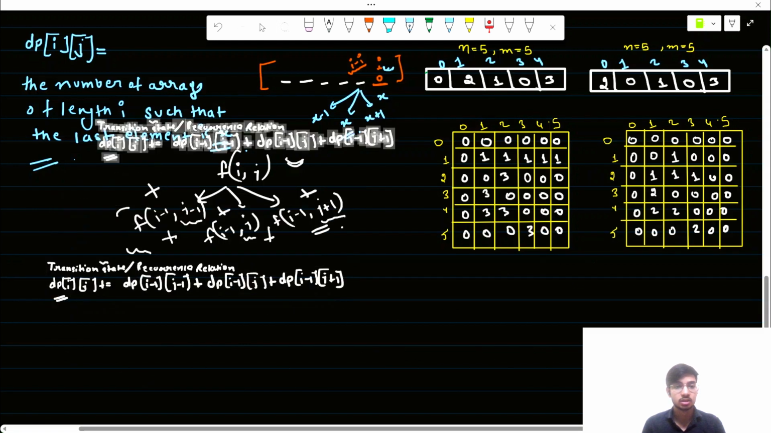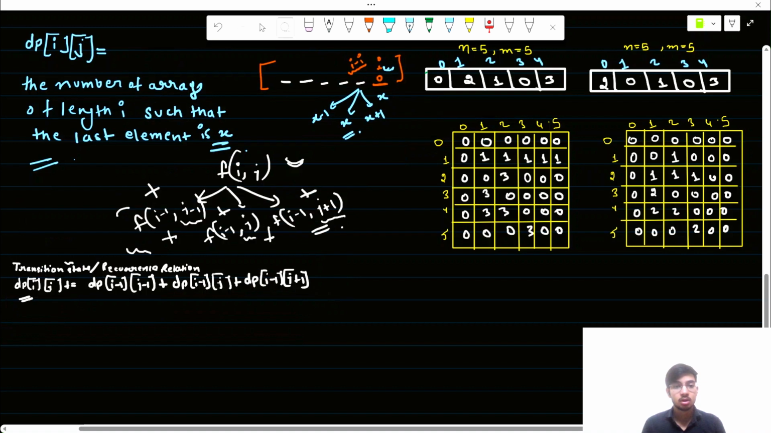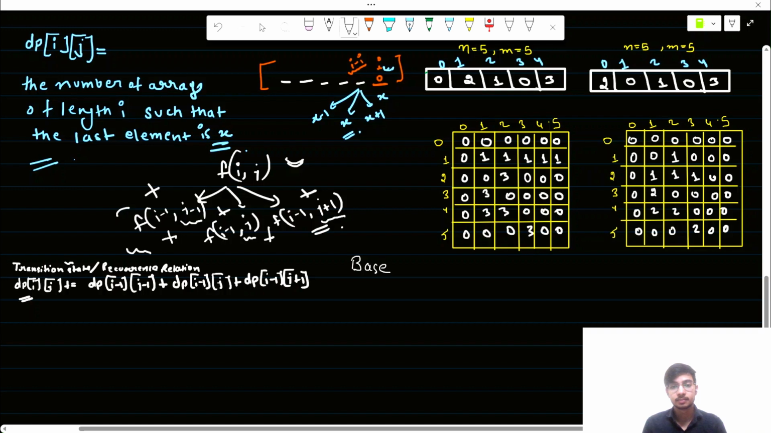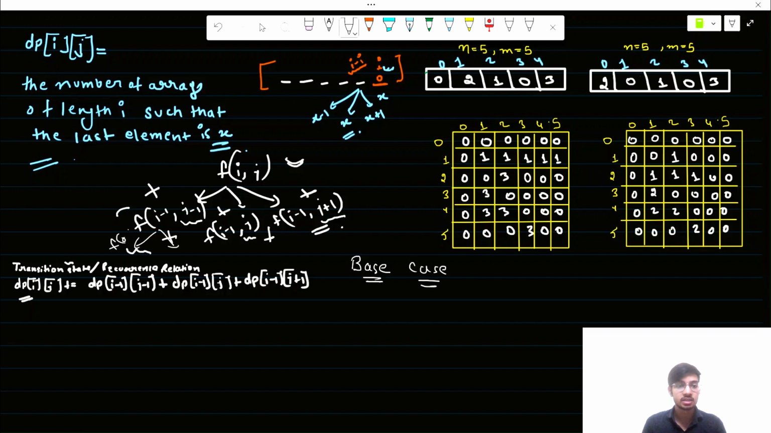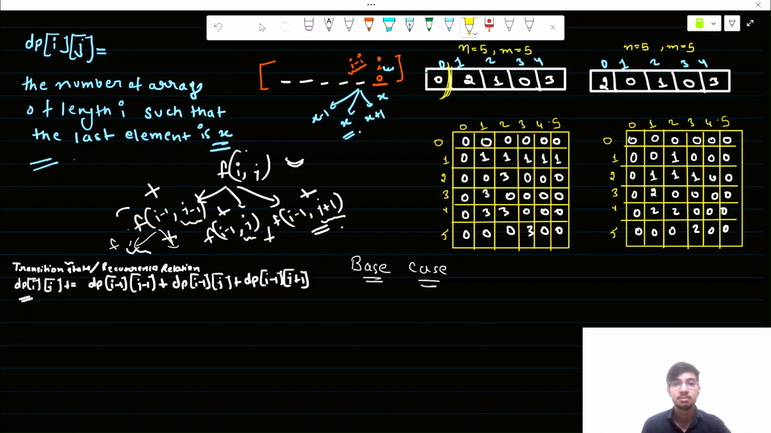So this is our transition state. Now let's define the base case. What can be the base case? There is a case when you reach the 0, that is, you reach the 0th element. So for the 0th element, what can be the state?